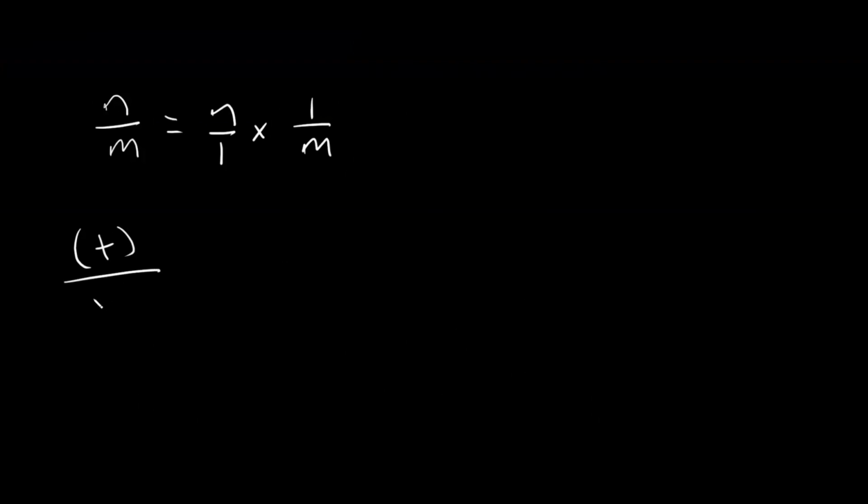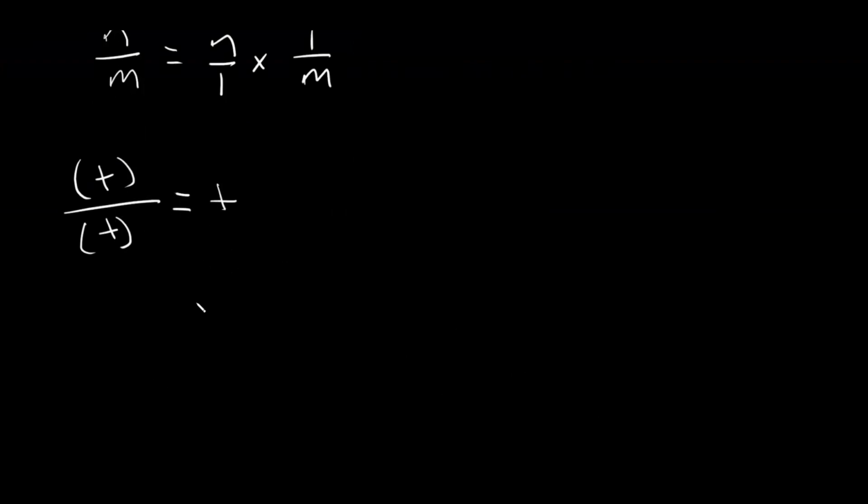And now let's move on to division. But before we do, I want to remind you that we can rewrite any division problem n divided by m as n over 1 times 1 over m. So the rules for division are essentially the same as multiplication, and I'll write them here. Let's do positive first since we already know what this will be. A positive number divided by a positive number will always result in a positive number.